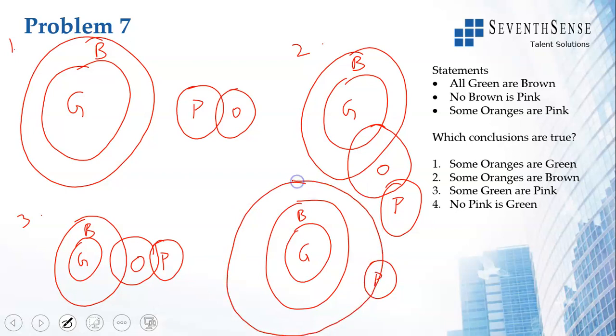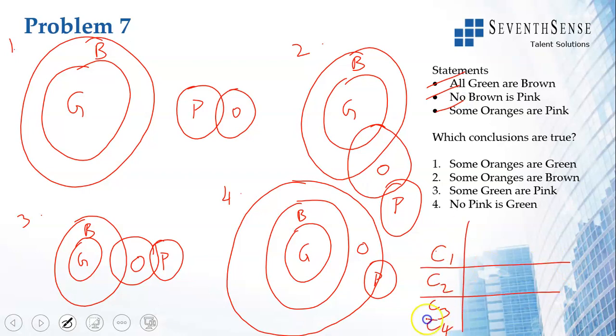Some oranges are pink. So I can draw it as this as well. You draw all the drawings which do not contradict the statements; those are correct. Okay. So I have conclusions 1, 2, 3, 4. I have options and diagrams 1, 2, 3, 4. This is how I will draw, and I'll see which conclusions are true in all the diagrams.